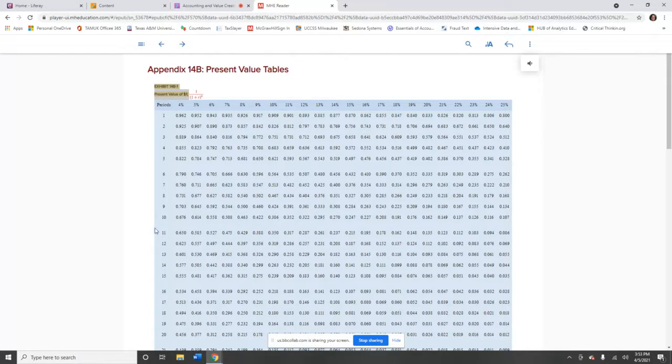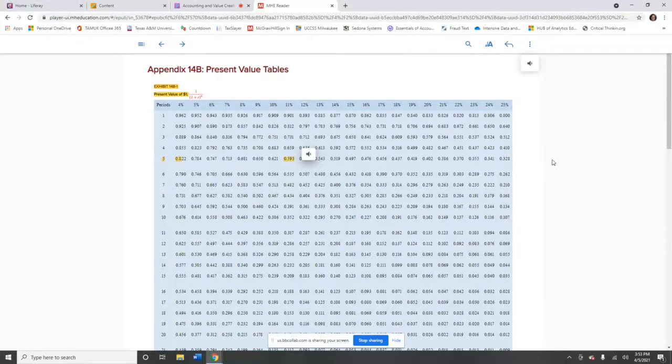So you find the period. In our year 5, we were doing a present value of $1 in year 5, where the salvage value was. So we did year 5, and then it was at 11%. So there's our value, 0.593, okay?